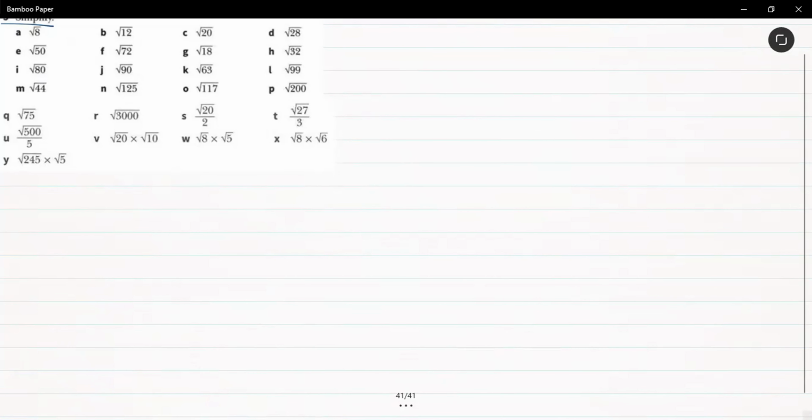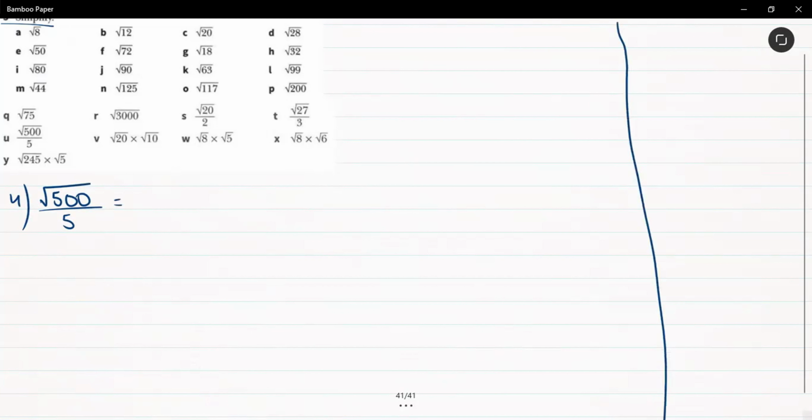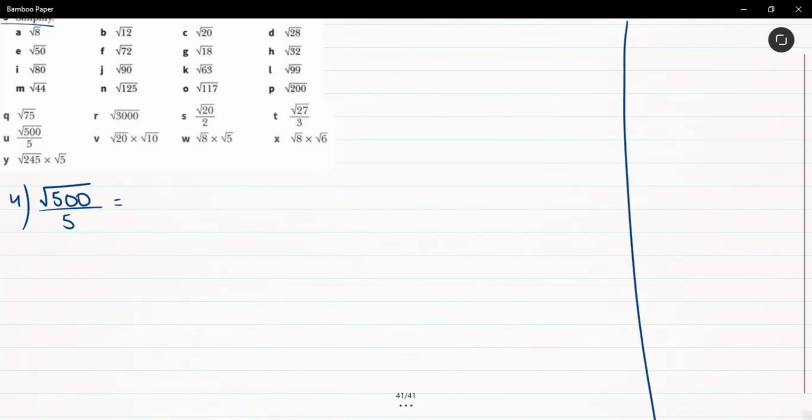Okay. We had done part T. So on to part U. Under root 500 divided by 5 would give us. First of all, I want to make my rough work. What is under root 500? 5 ones are 5, 5 zeros are 0, 5 zeros are 0, 5 twos are 10, 5 zeros are 0. 2 tens are 20, 5 twos are 10, and 2 ones are 2.